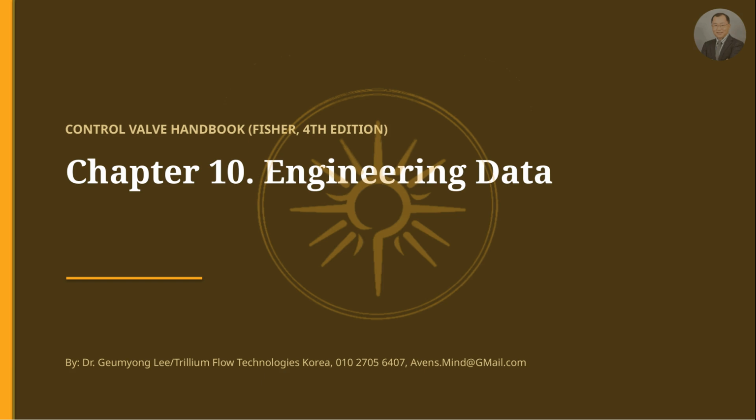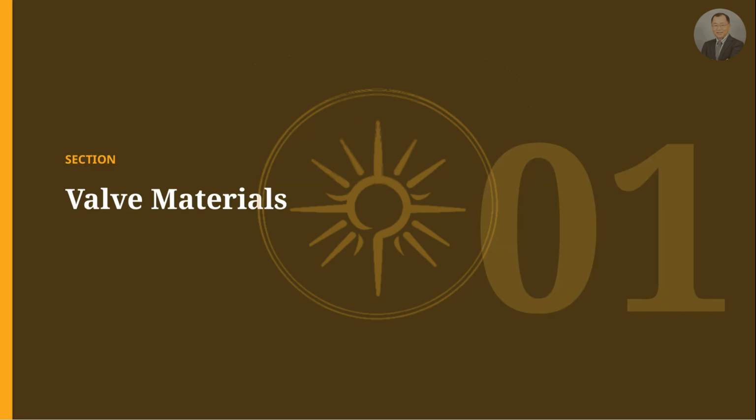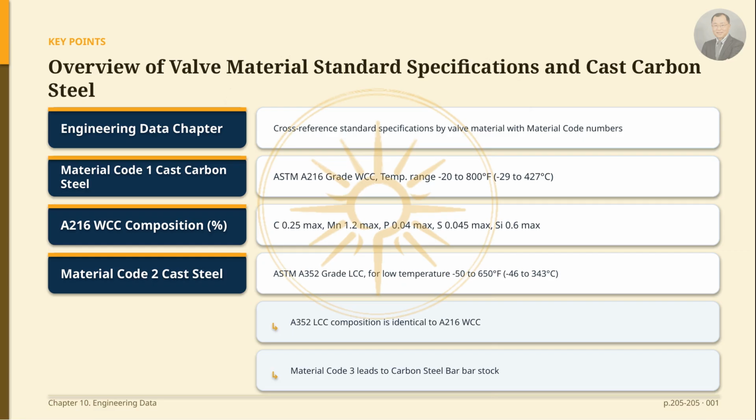Chapter 10. Engineering Data. Next, we turn to valve materials. In this chapter, I would like to introduce the engineering data section covering the standard specifications of materials used in control valves. Each material is organized by a material code number and is cross-referenced with the table that follows.